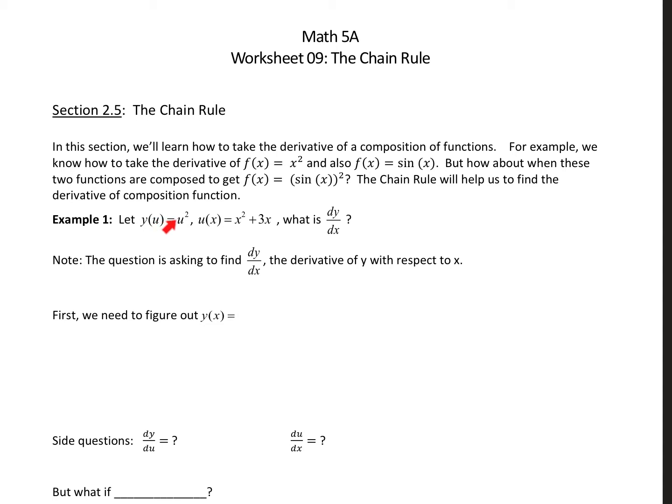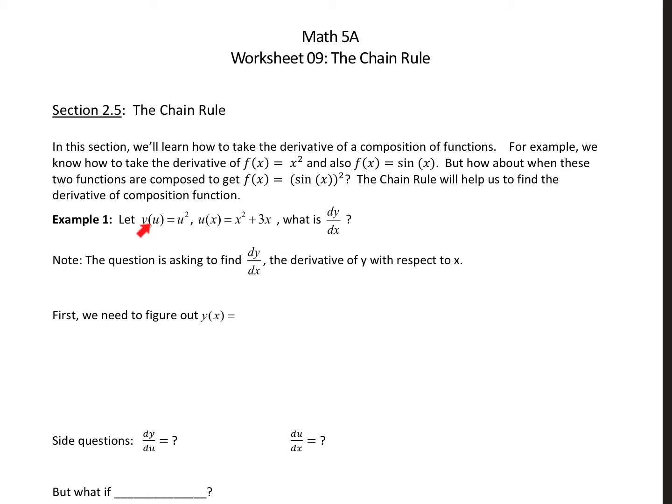Let y of u equal u squared, and then u of x is x squared plus 3x. You're thinking, why are you using u here, and then why are you using u and x? When we have a composition function, you're putting one function inside the other function. That means you're using one function as a variable for the other function. So here u is like the variable, right? This is what I mean by a composition function. You'll see different variables.